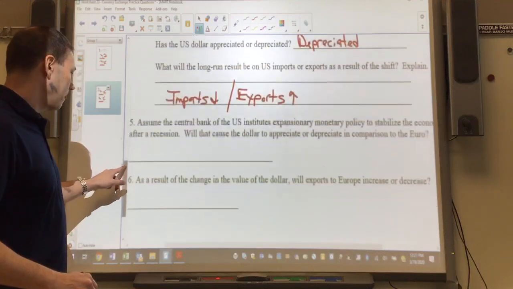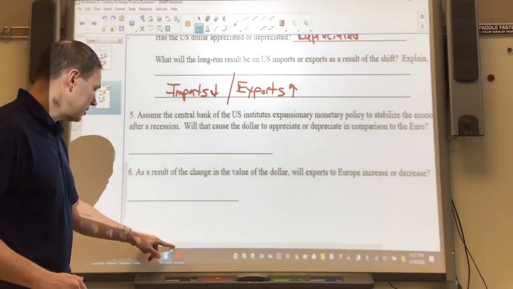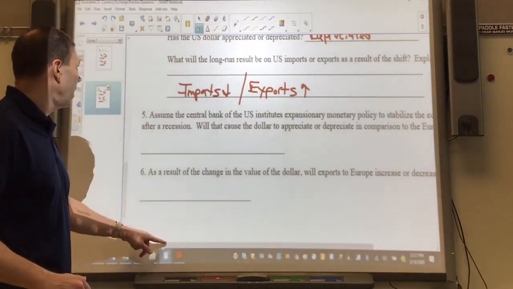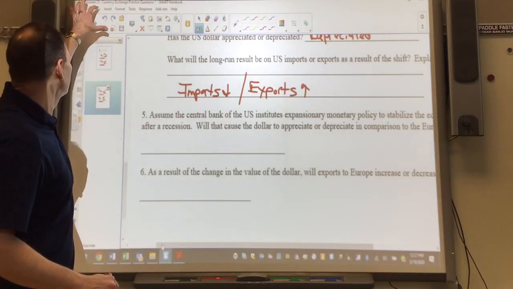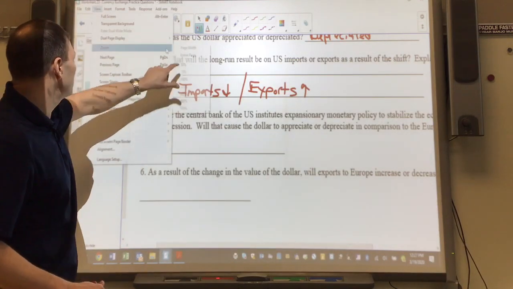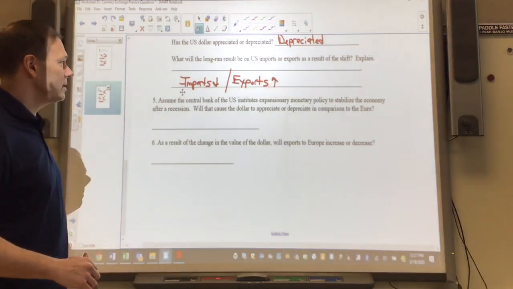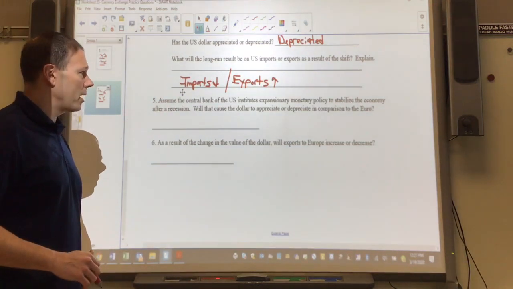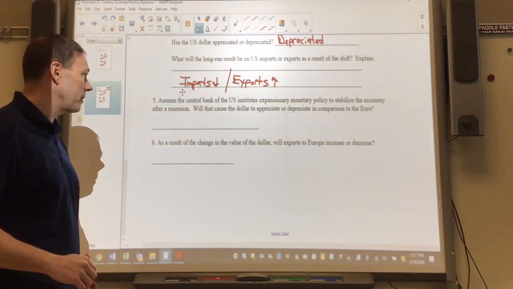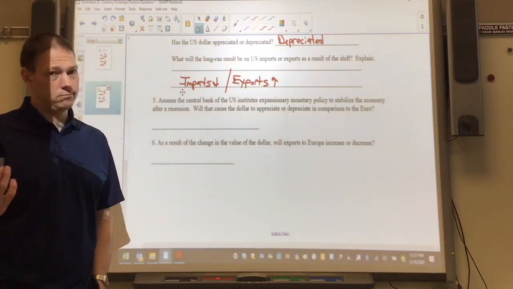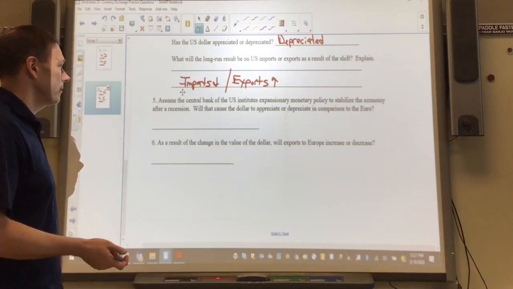All right, and then lastly, real quick, just as a follow-up, because you may be asked this question. Let me reduce this real quick so we can see the whole question. Assume the central bank of the U.S. institutes expansionary monetary policy to stabilize the economy after a recession. That's kind of what's happening right now, right?